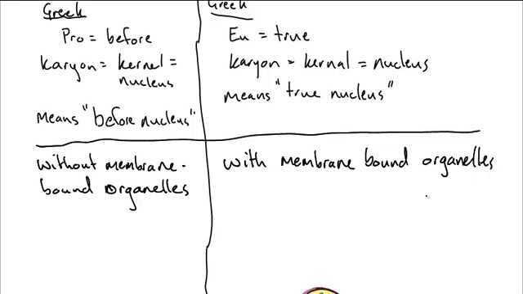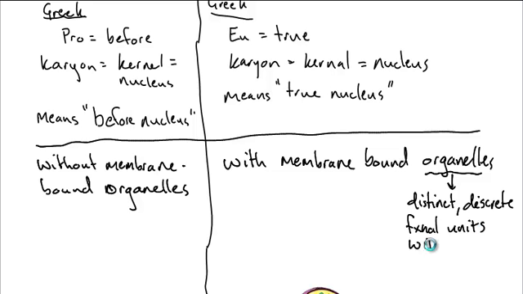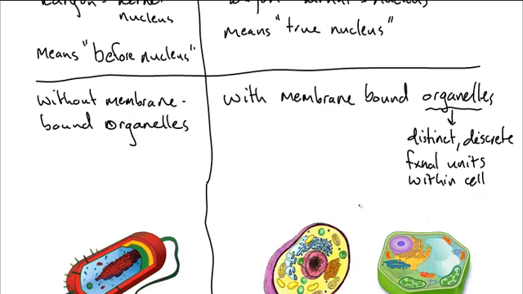And that's a great definition, except you have to know what organelles are. And these are distinct and discrete functional units within the cell. So things like mitochondria that are associated with making or transforming energy, lysosomes that are associated with digestion, they all have their specific unique functions and structures.